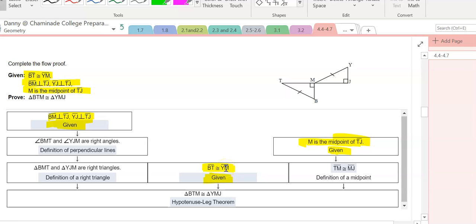And then we move over here to another given: M is the midpoint, and if that is the midpoint, then that says that the distance from T to M is equal to J to M, as you can see here. And then this is the first time that we're using the HL theorem, or the hypotenuse leg theorem. And this can only happen when we have a right triangle.